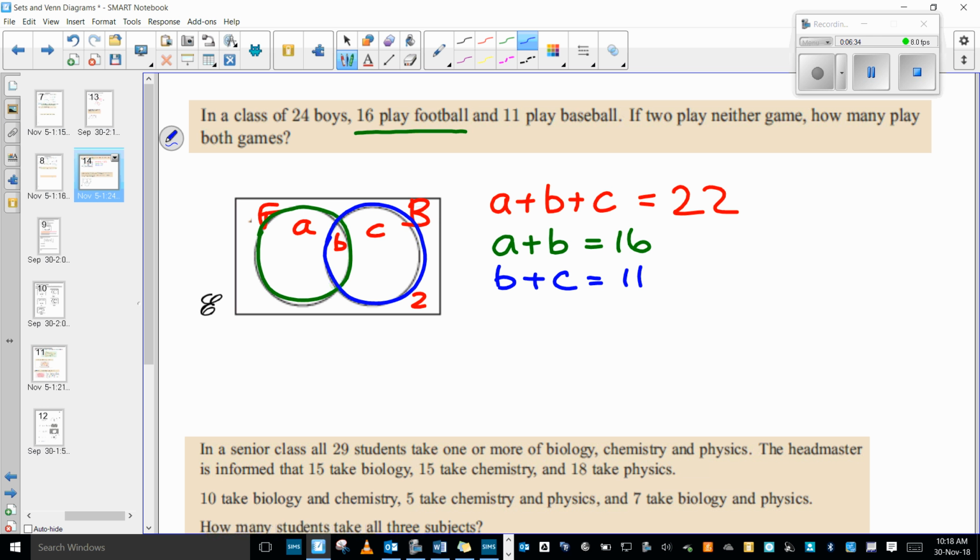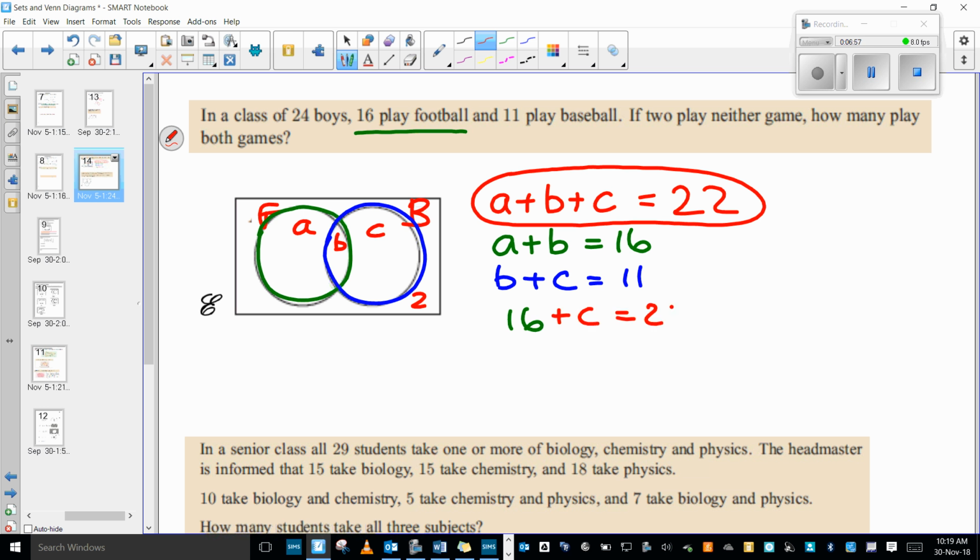No. Well, then I don't know. Okay. So I'm going to use my red one. I'm going to use my red equation here. So if I know that A plus B is 16, then does that not mean I could write 16 plus C equals 22? We all see that? Yeah.